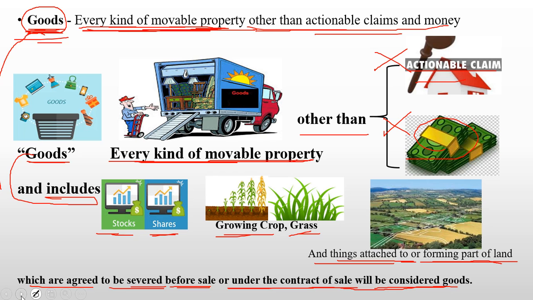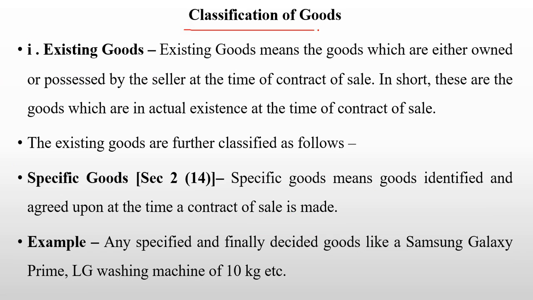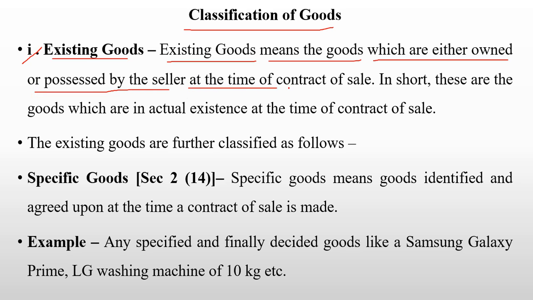Next we'll see classification of goods, meaning types of various goods. There are three types of goods: first is existing goods, second is future goods, and third is contingent goods. First we'll see what is existing goods. Existing goods means the goods which are either owned or possessed by the seller at the time of contract of sale. In short, these are the goods which are in actual existence at the time of contract of sale.